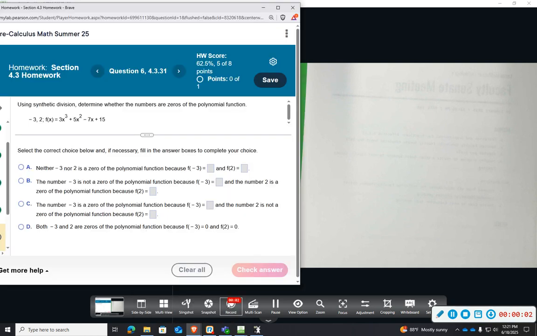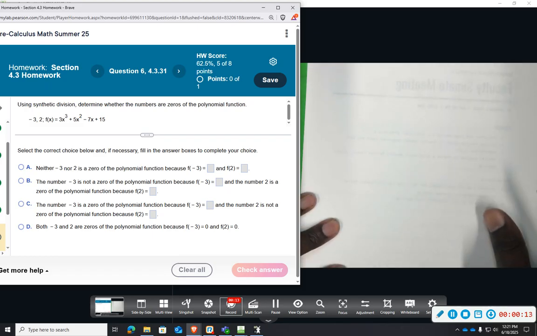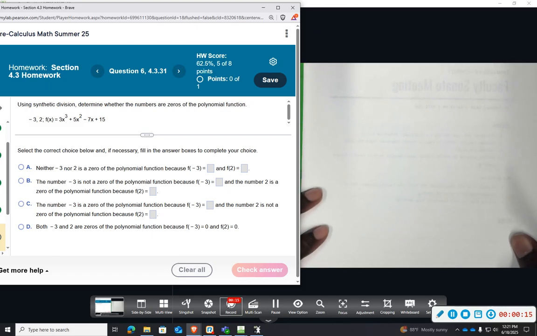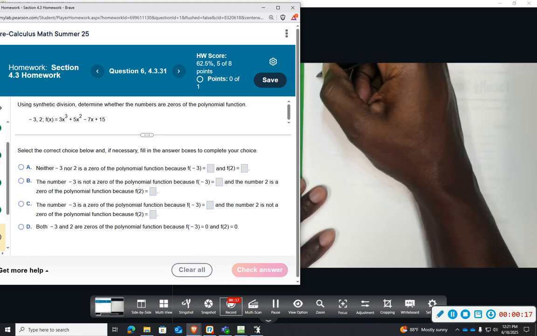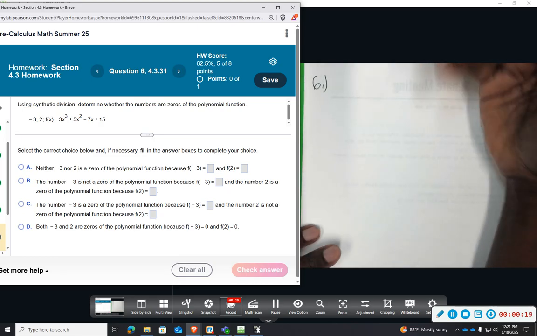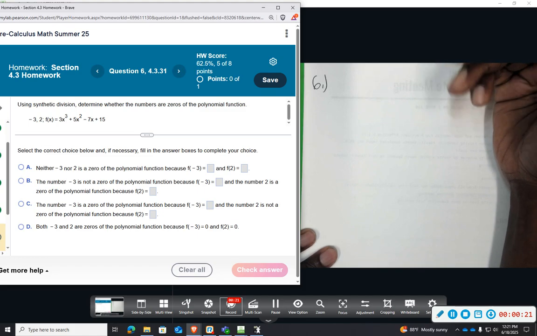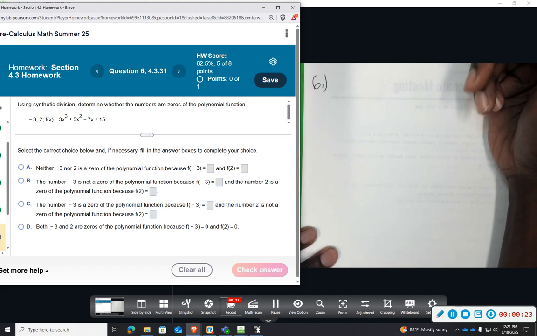Okay, number 6, we want to use synthetic division to determine if the numbers are zeros. So we have two values to check: -3 and 2. If they are zeros, we will just end up with 0 as a remainder. The neat thing about synthetic division is if I find a 0, I can just continue where I left off, and the next one should give me a 0 without having to restart.